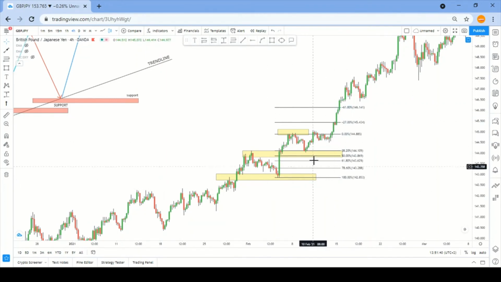So here we can see that my Fibonacci lined up perfectly with my support area, right? And the support area lined up with my 38.2. So that is a good probability trade, guys, and especially because it's in an uptrend, right?